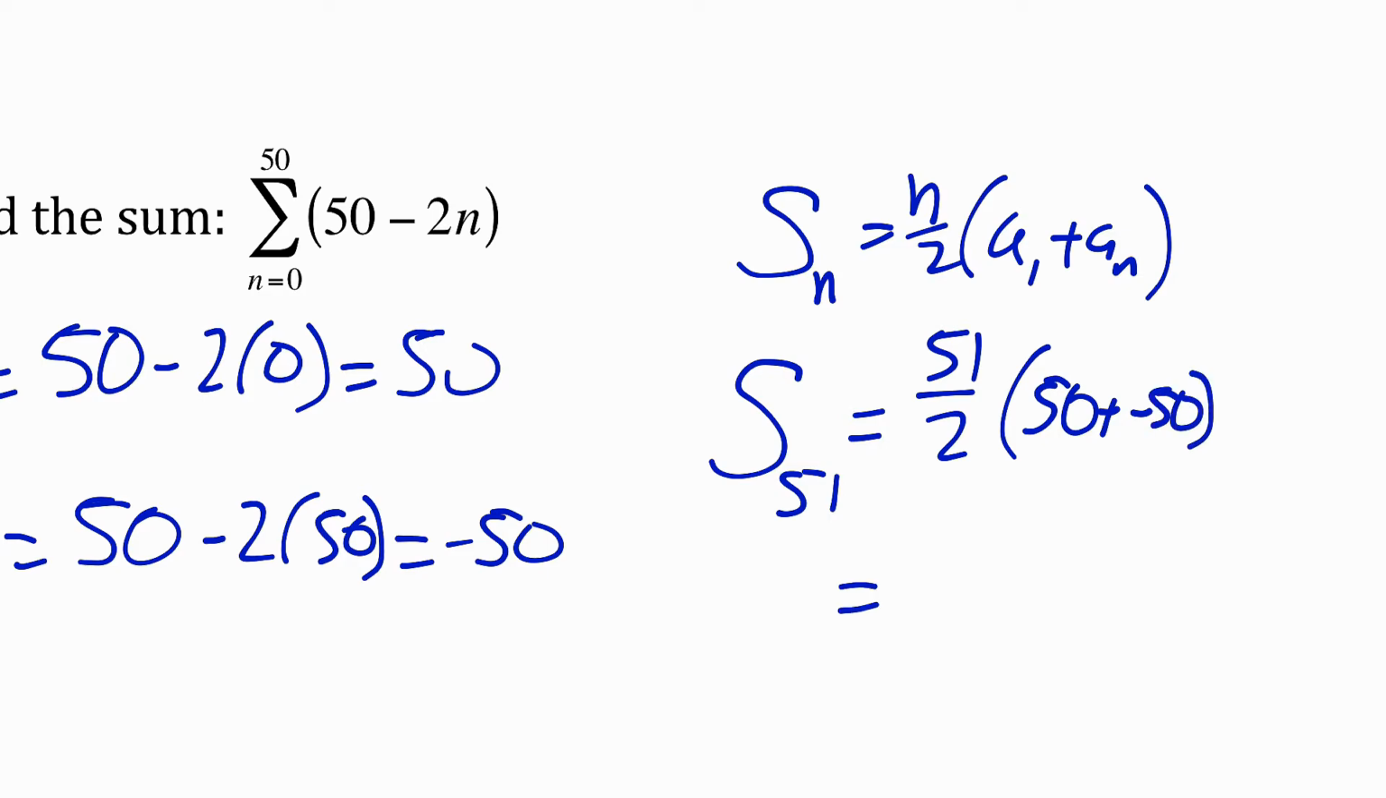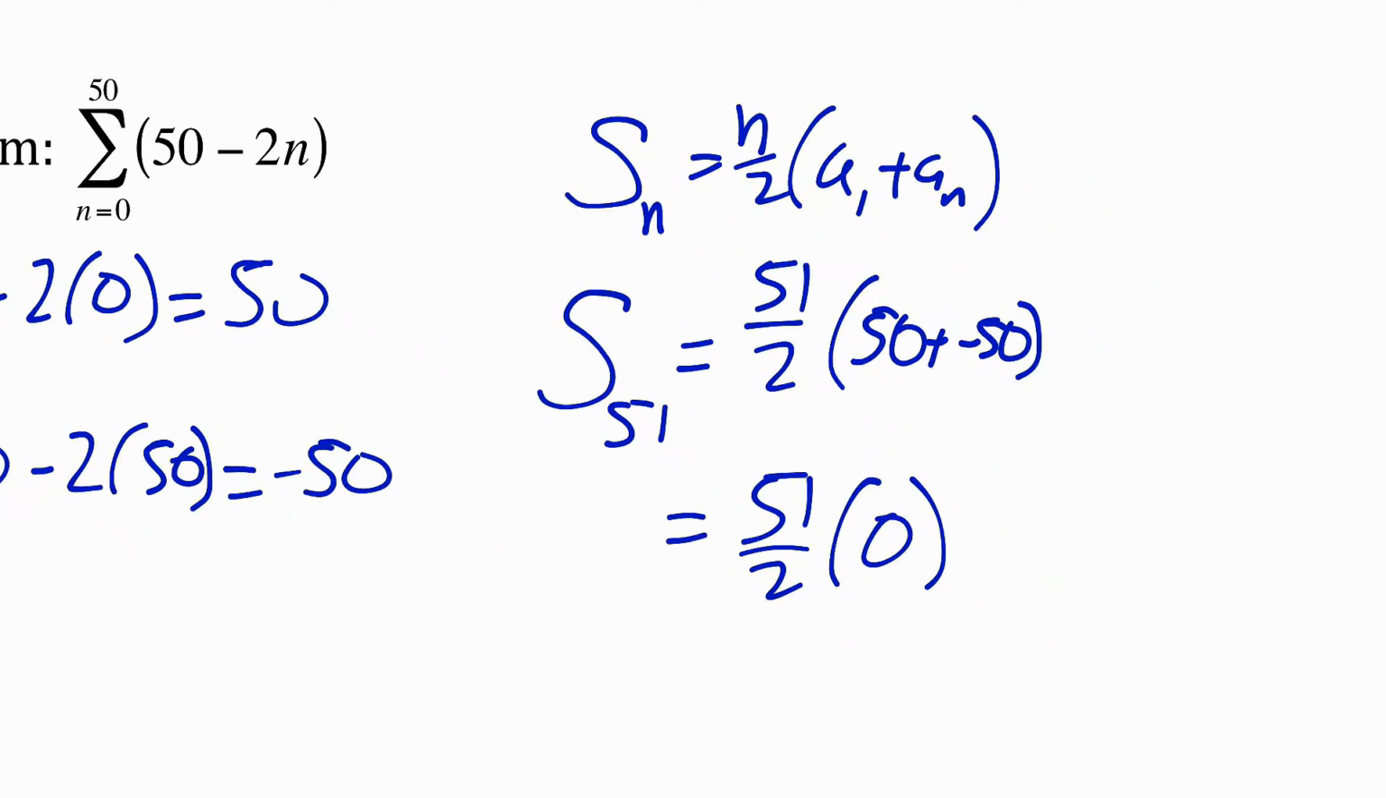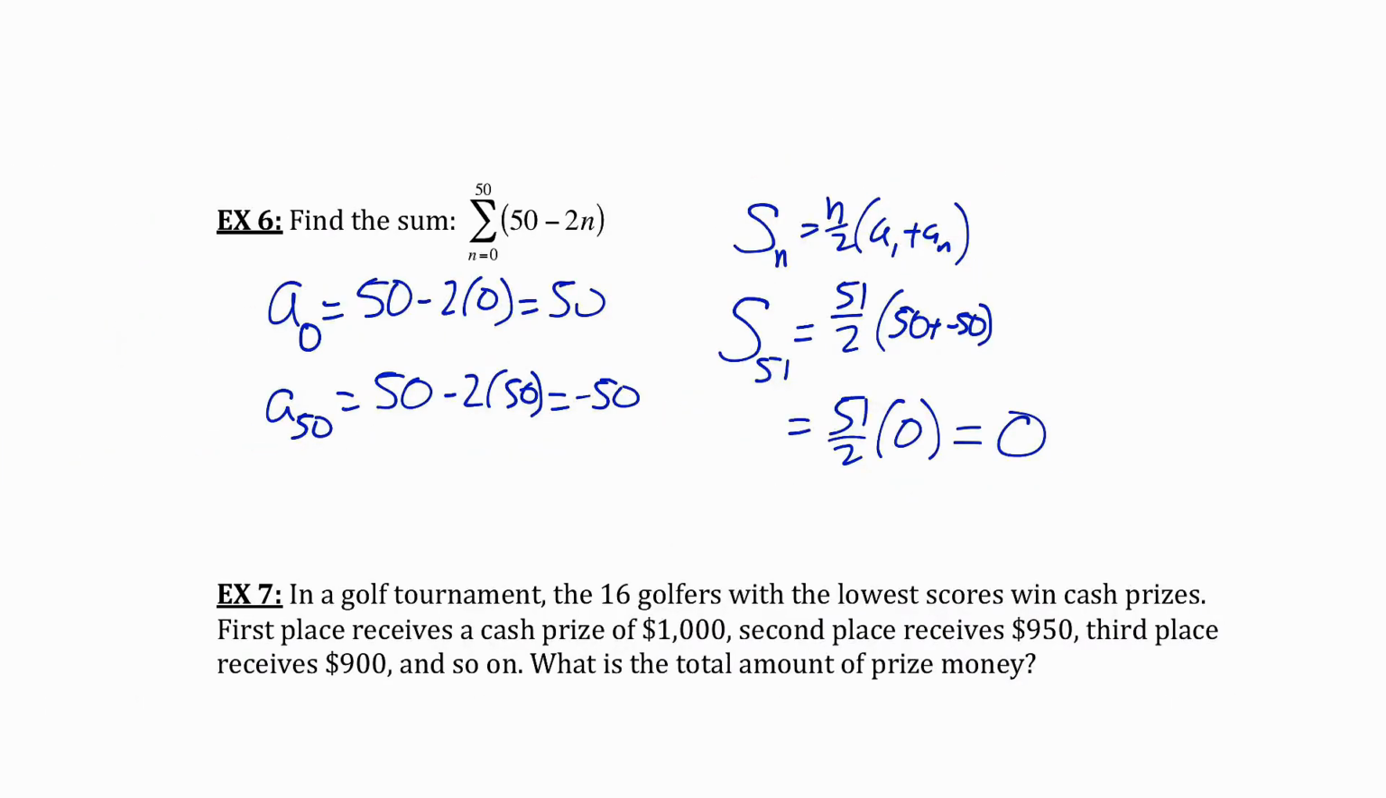So we end up with 51 over 2 times 0. Well, 51 over 2 is not the nicest thing. It's like 25.5, but times 0 is just 0. So the sum of the first 51 terms of the sequence, if you were to find them all, you'd end up with 50, 46, 42. Add those all up, you keep going all the way down to negative 50, you end up just getting 0. So I'm glad we didn't waste our time finding all 51 terms and adding them up.